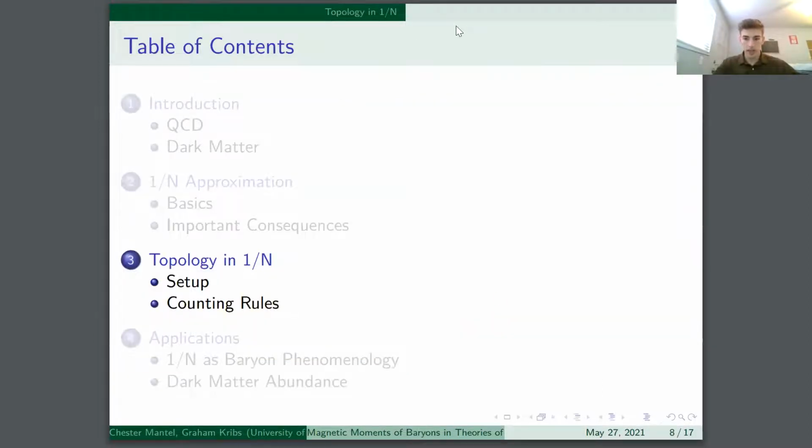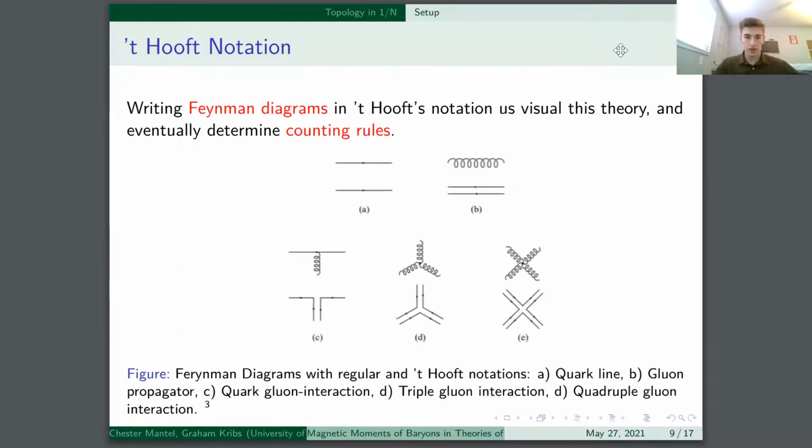And so instead of just throwing a bunch of contextless equations at you, I'm going to instead walk through what I think to be a really illustrative and really beautiful example of how the 1/n approximation could be applied, and how it simplifies things very nicely. So first, I need to introduce 't Hooft notation.